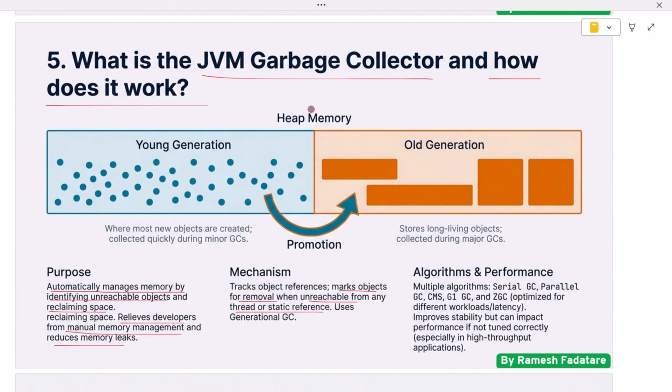Modern JVMs use generational GC, dividing the heap into young and old generations. Most new objects are created in the young generation and collected quickly during minor GCs. Long-living objects move to the old generation and are collected during major GCs. Java offers multiple GC algorithms such as serial GC, parallel GC, CMS, G1 GC, and ZGC. Each is optimized for different workloads and latency requirements. Garbage collection improves stability but can also impact performance if not tuned correctly, especially in high throughput applications.